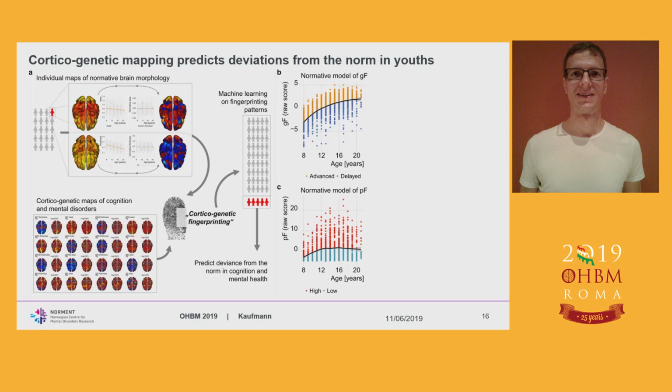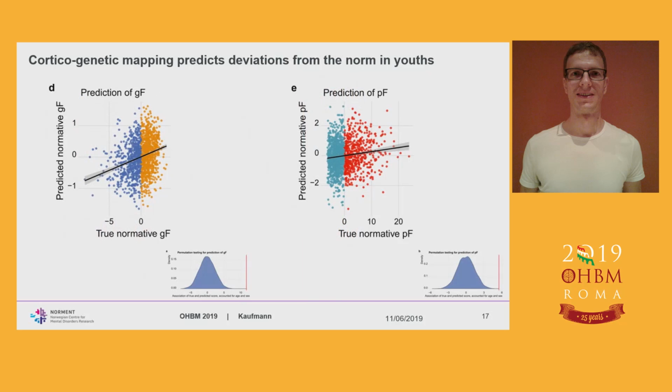So you can see that in panel B, we're running a PCA for cognitive tests, and here I show the association between the first factor of this PCA and age, and in panel C, it's the same thing for psychopathology. And the first thing we do is we remove this age effect, because again, we want to study normative changes, we don't want to predict age. And then we're trying to predict the normative cognitive factor and the normative psychopathology factor just using these corticogenetic fingerprints.